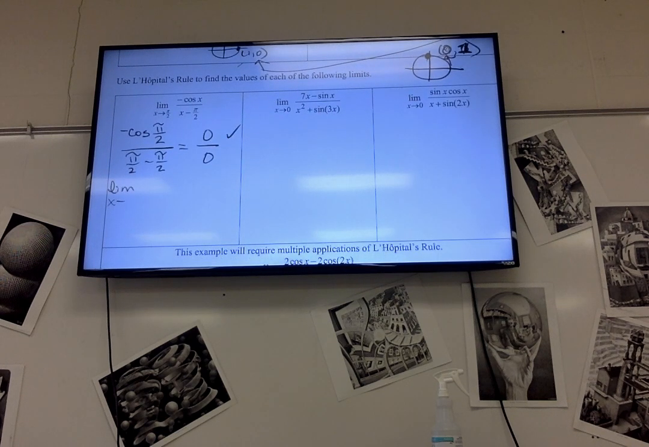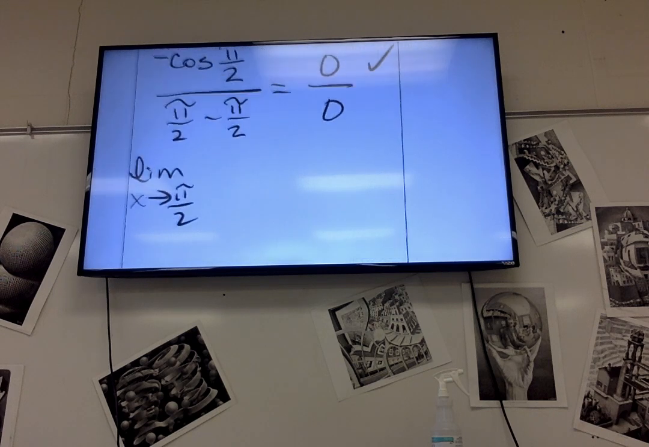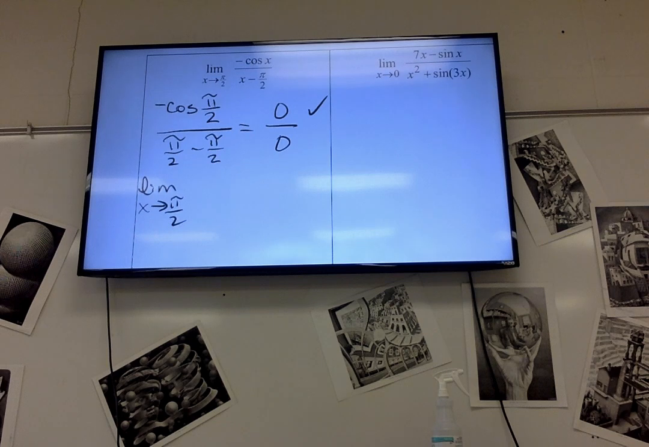Sine x over, so limit as x approaches pi over 2. Oh, this isn't that hard. No. Derivative of negative cosine, positive sine of x, over derivative of x minus pi over 2, 1. So it's a sine of pi over 2.